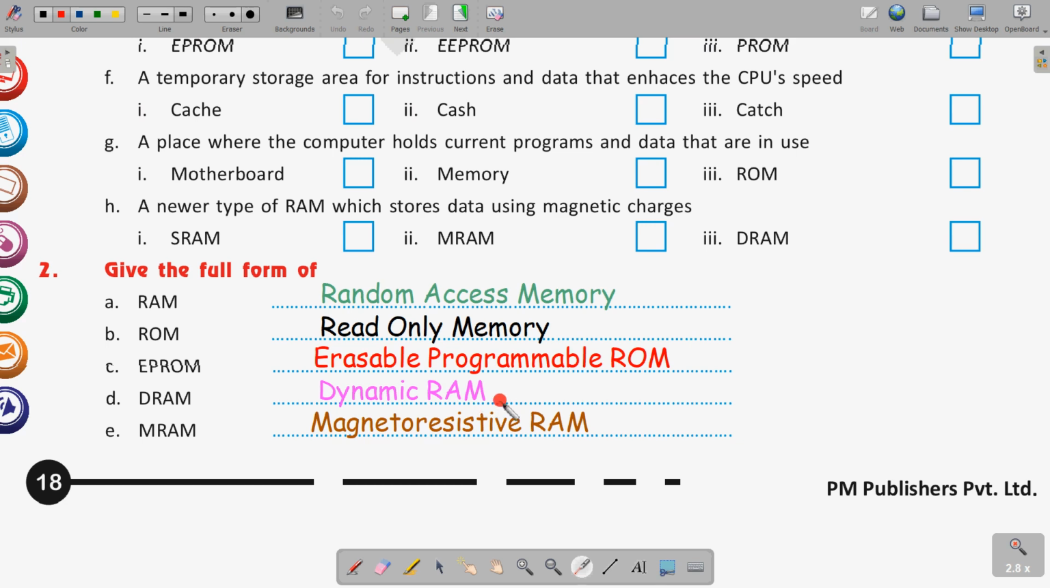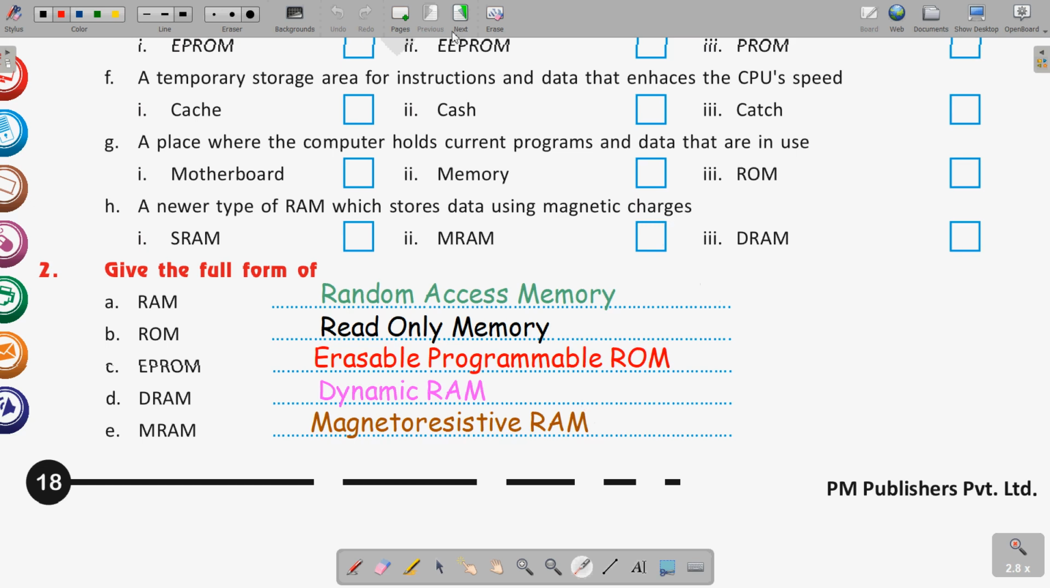Okay. Next one is MRAM. MRAM is magnetoresistive RAM, in which the data is saved in the form of magnetic charges. Clear? So write the spelling correct. Magnetoresistive RAM. Full form of RAM also write magnetoresistive random access memory. Clear? So I hope most of you have already written these full forms. Very easily you can find also in the questions from the books.